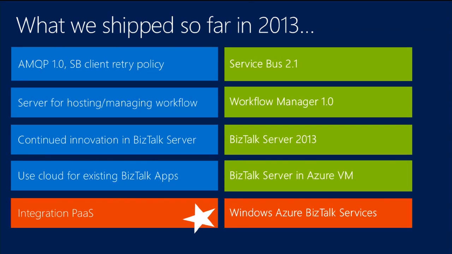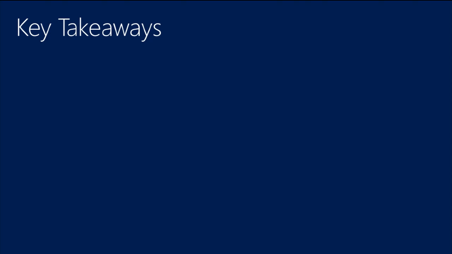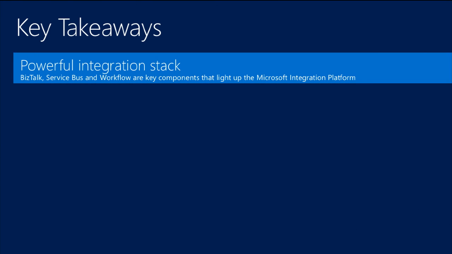I'll start off with, we have a lot to talk about today, so I'll quickly talk about what the key takeaways are for the talk today. At a high level, I think we've released a lot of things over the last year. We talked about Service Bus, Workflow, BizTalk on-premise, BizTalk in an Azure VM, and BizTalk as a PaaS service. So how do you put it all together, and what do I take away from this? There are 5 key takeaways.